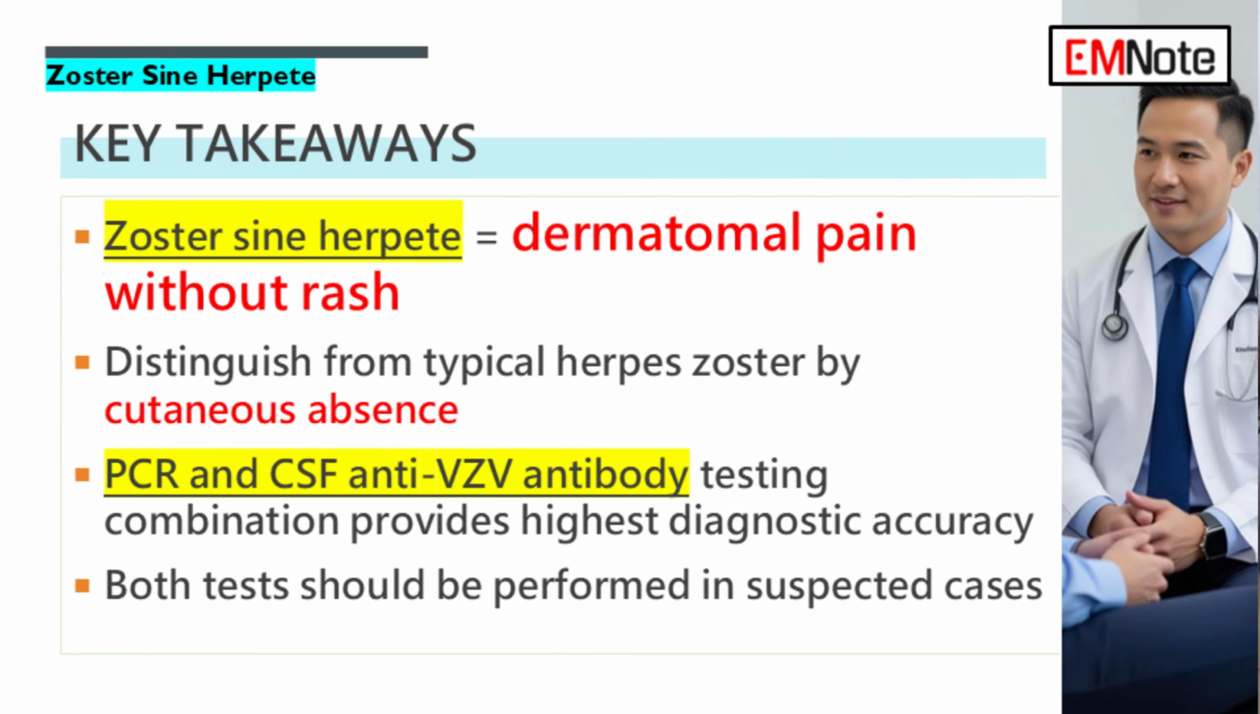So the main takeaway here has to be, if you see a patient with severe dermatomal pain, but no rash, suspect Zoster Sine Herpete. Right. And to confirm that VZV reactivation, you need two specific tests from the CSF. VZV PCR and intrathecal anti-VZV antibody testing. Use them both. It maximizes your diagnostic certainty and minimizes the risk of PHN.